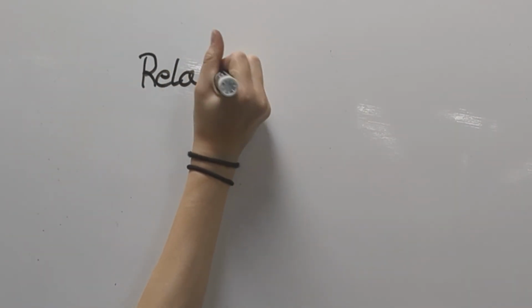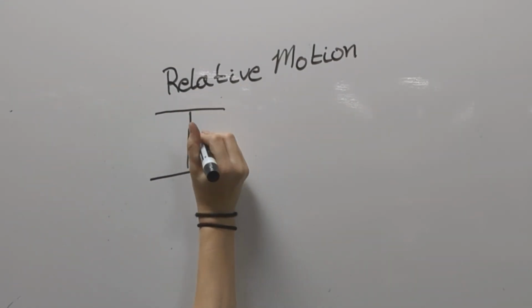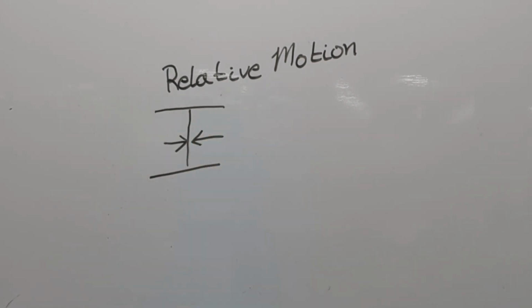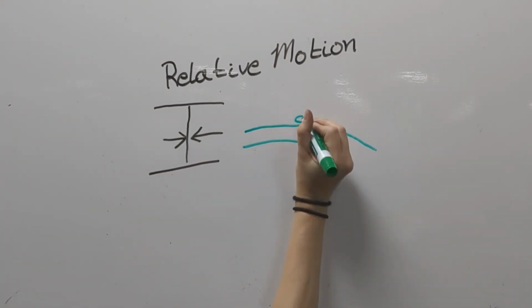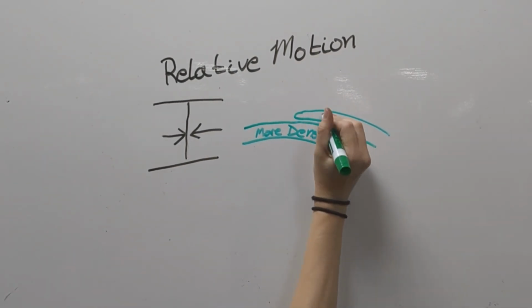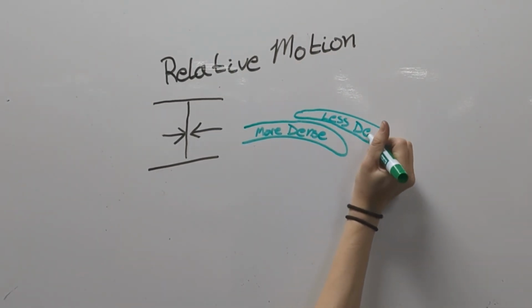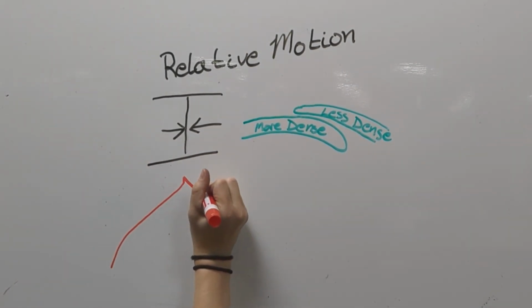Plate boundaries can also be explained by their relative motion. The first type is convergent plate boundaries, where tectonic plates are moving together. At convergent plate boundaries, the more dense plate is subducted under the less dense plate, forming subduction zones. There are three types of convergent plate boundaries: oceanic-oceanic, oceanic-continental, and continental-continental.